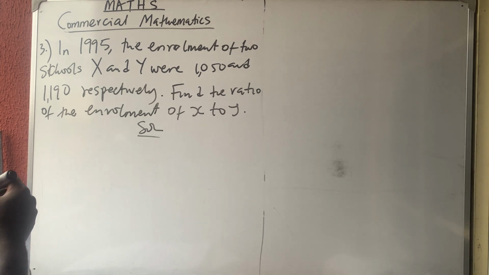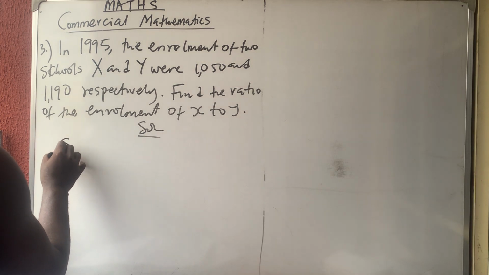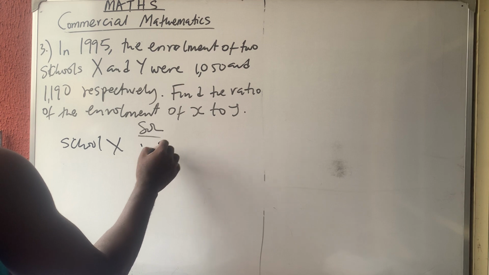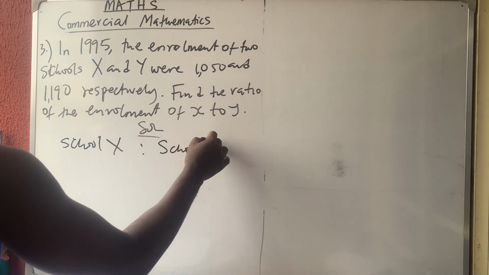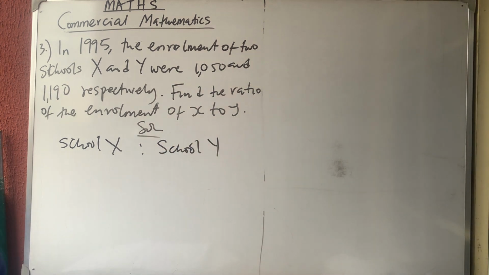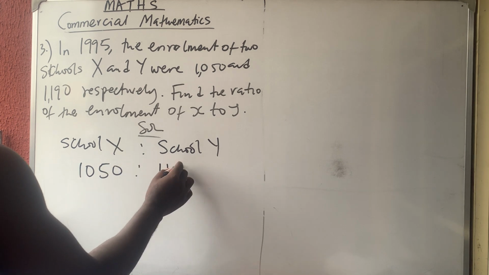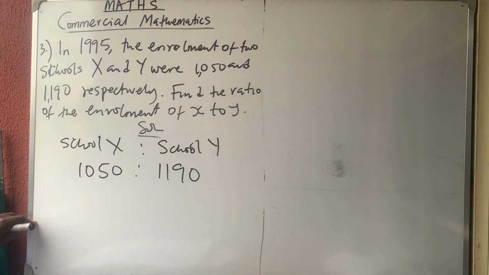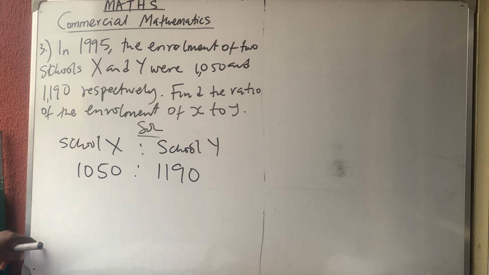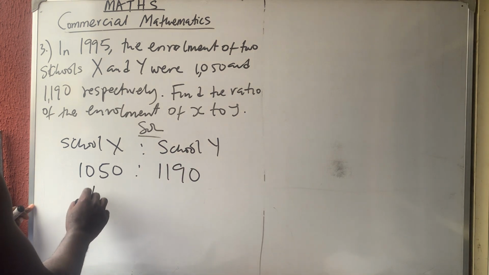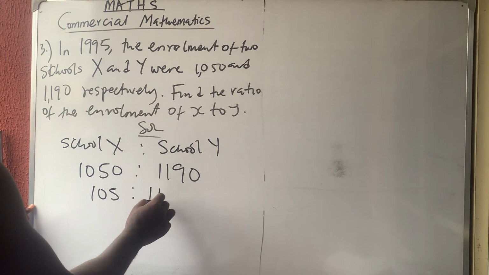Now the enrollment of X to Y, you have to be very careful. This is school X is to school Y. You have to be very careful: the one they mention first is the one you are going to write first. So we have 1050 is to 1190. So press it. If you press it, 0 can cancel 0. We have 105 is to 119.